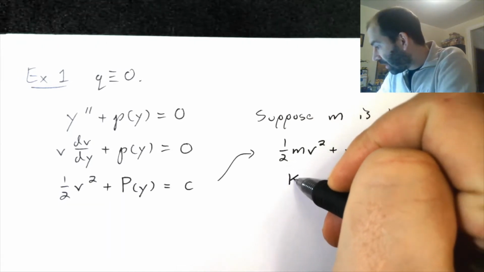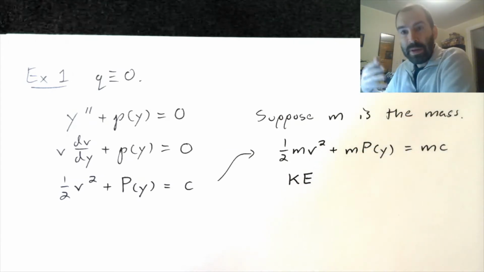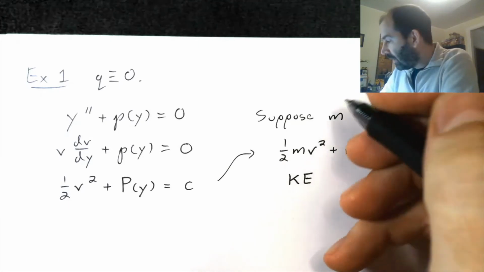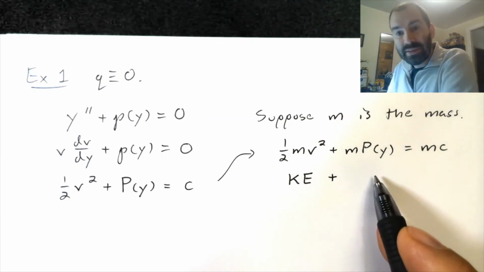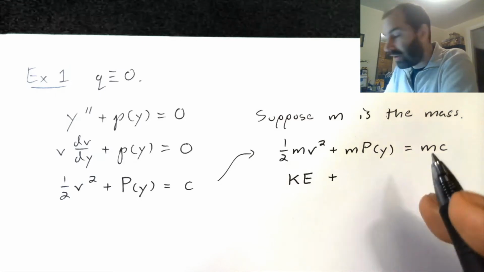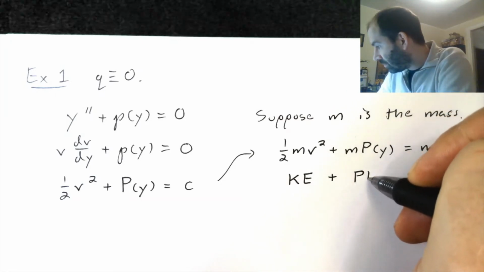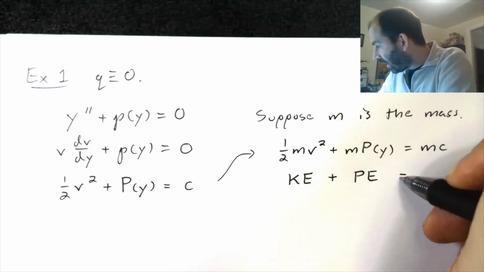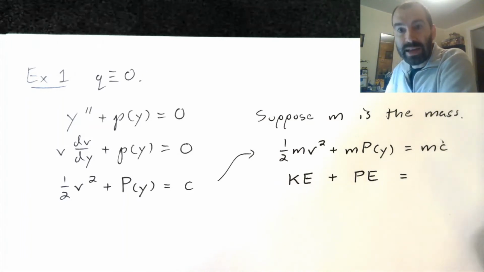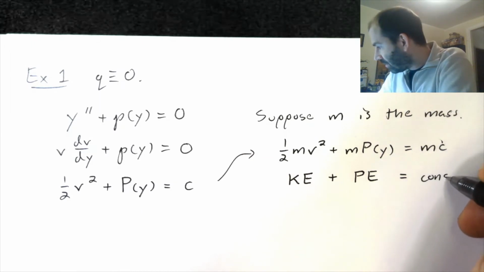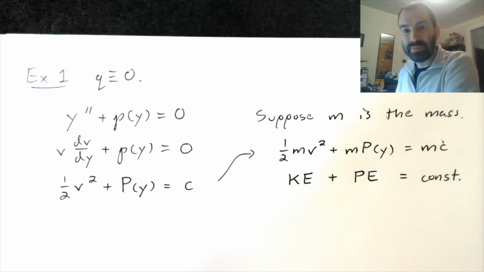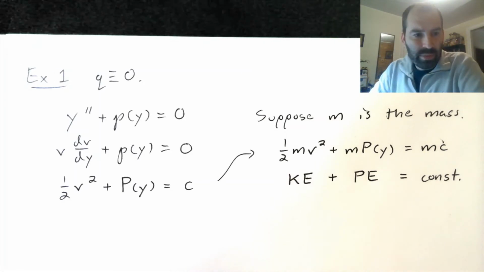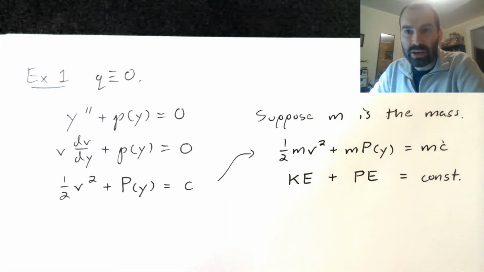So what we have here is kinetic energy, the energy that has to do with the motion of something. Okay? What is this? This is going to be potential energy. And what is on the right-hand side? Well, it's a constant. Right? This is a constant. Okay? So let me just take a moment to describe what potential energy and kinetic energy are.